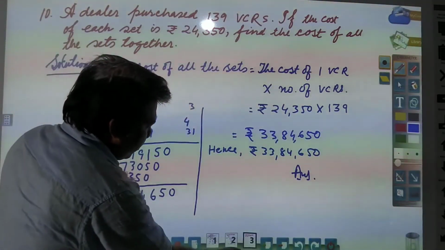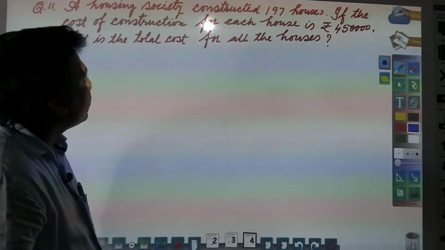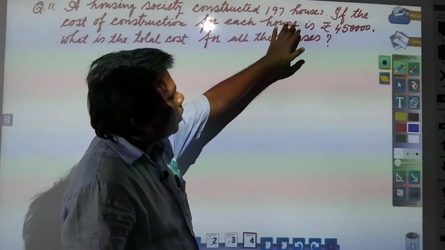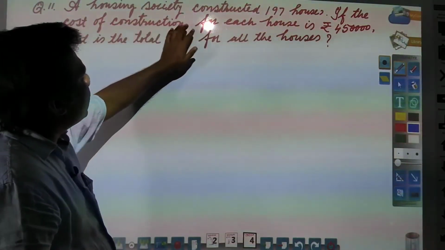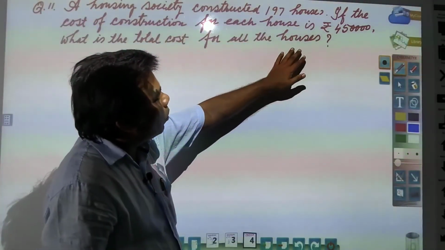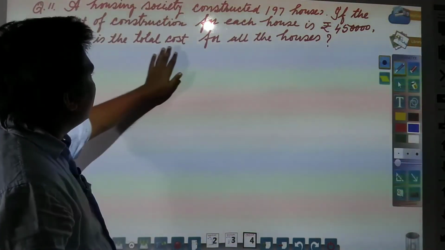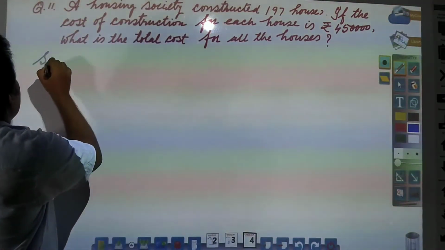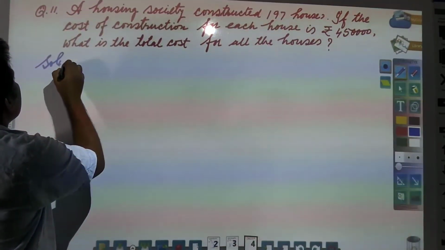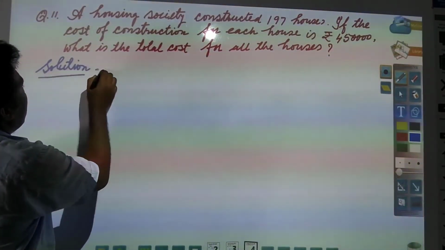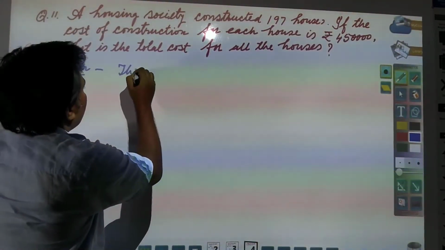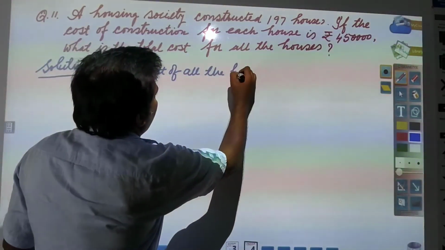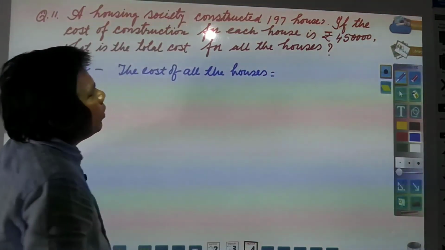Okay, next we will see a housing society constructed 197 houses. If the cost of construction for each house is 4,50,000, what is the cost of all the houses? Again, in the same way it is required to be solved. Here you see the cost of all the houses will be equal to what?